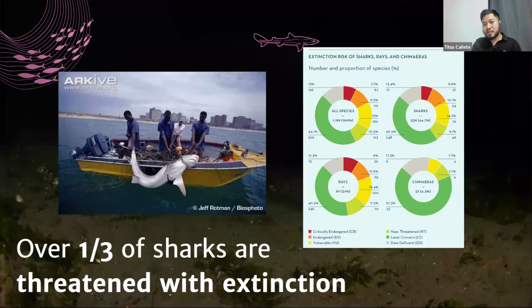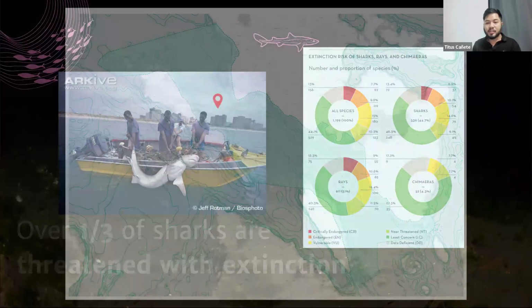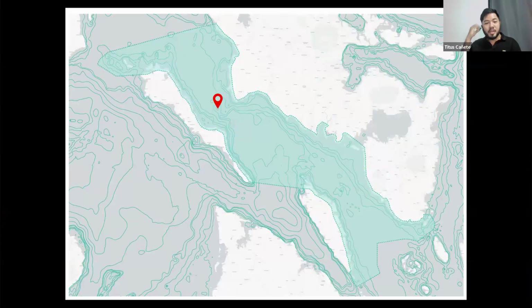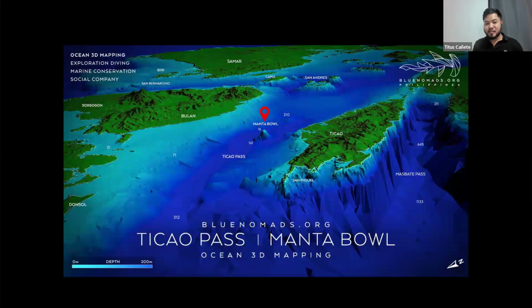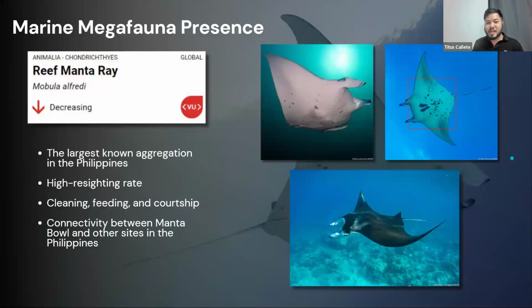And I want to take you to one of our research sites here in the Philippines. This is actually in my home region in Bicol. We have this area called the Ticao-Burias Pass Protected Seascape. And within this seascape is a seamount which we know as the manta bowl. And why we call it the manta bowl is because in the shallowest part, at the tip of the manta bowl, is actually an aggregation of manta rays.